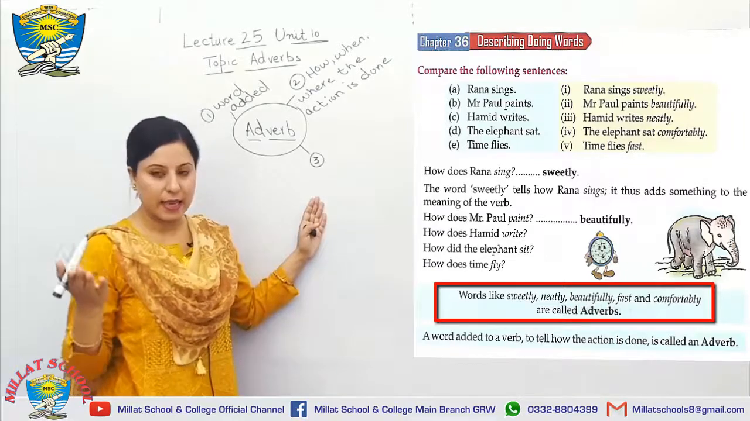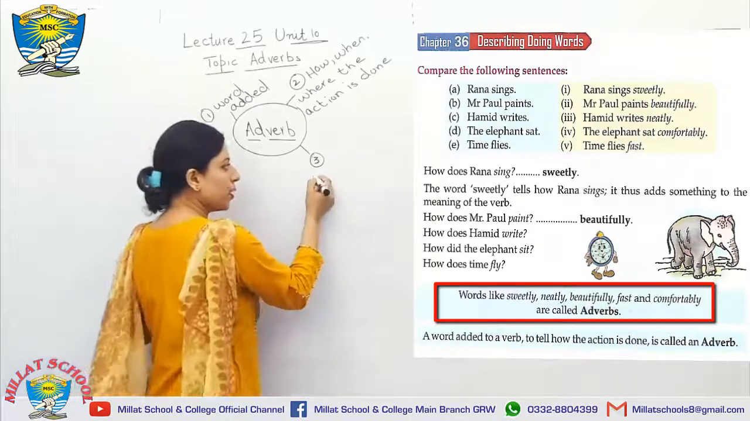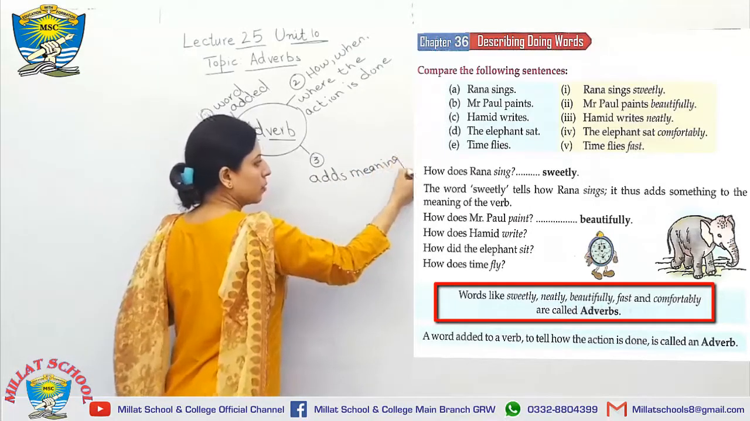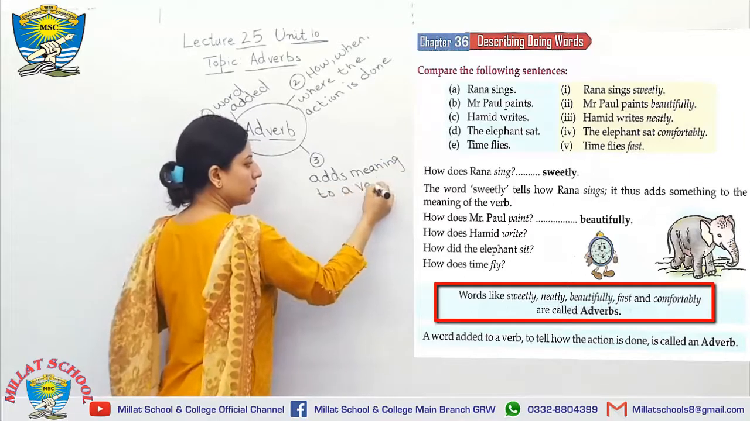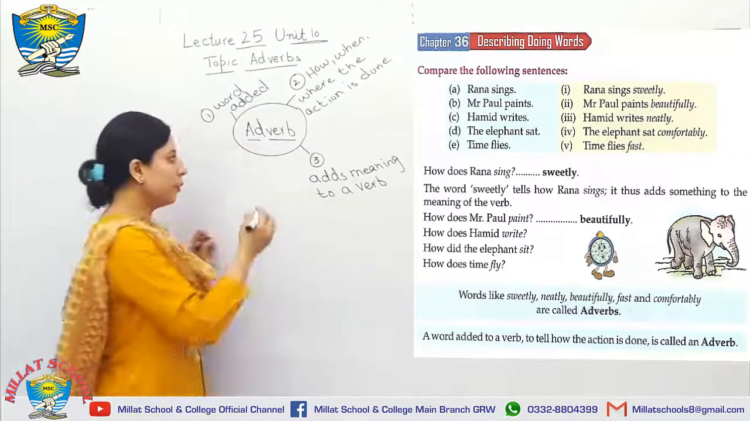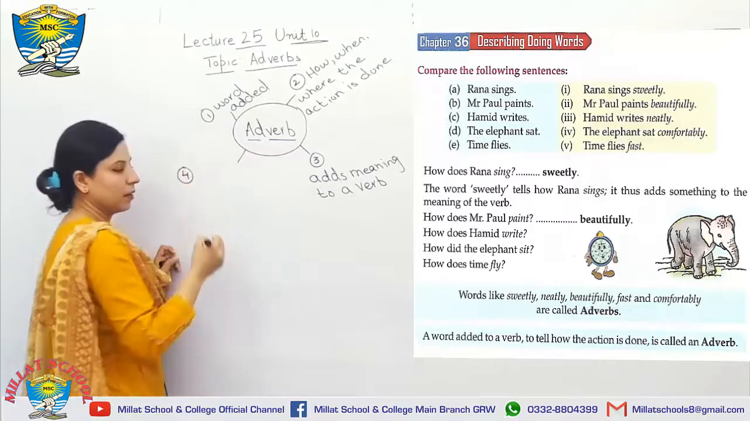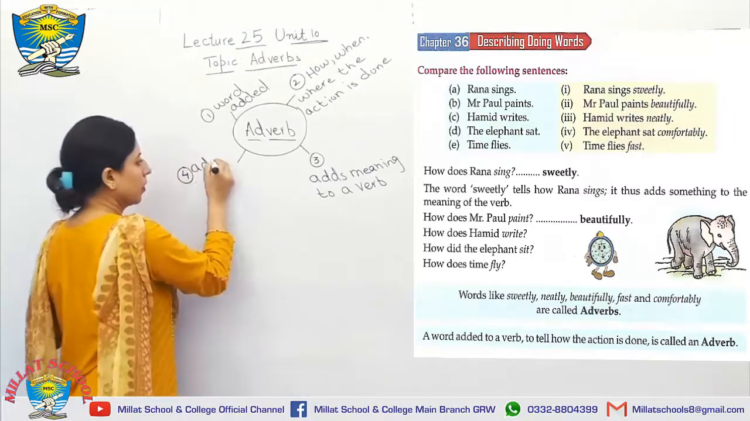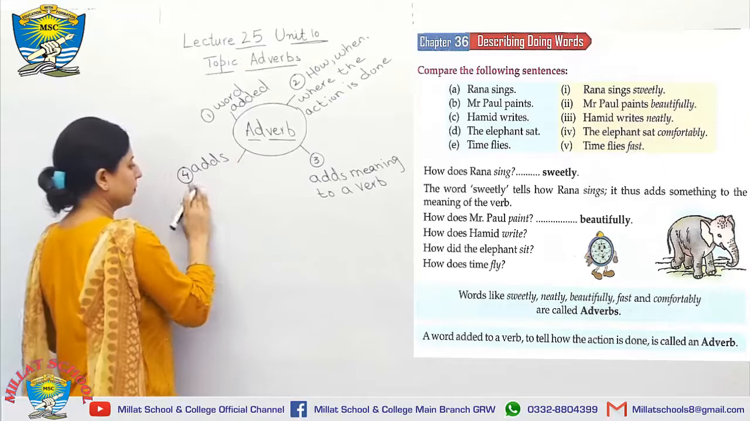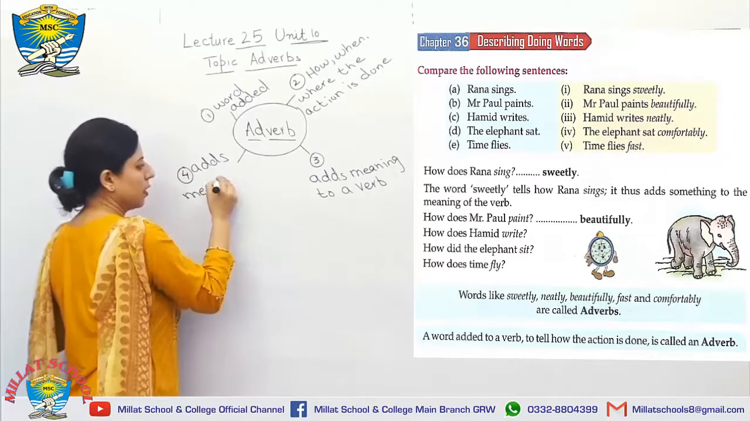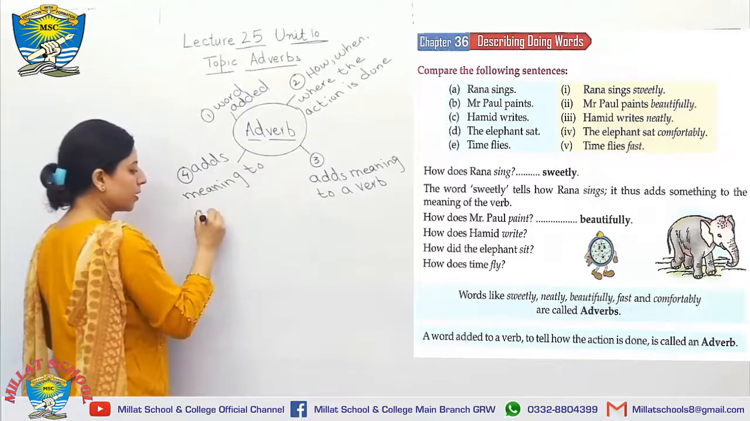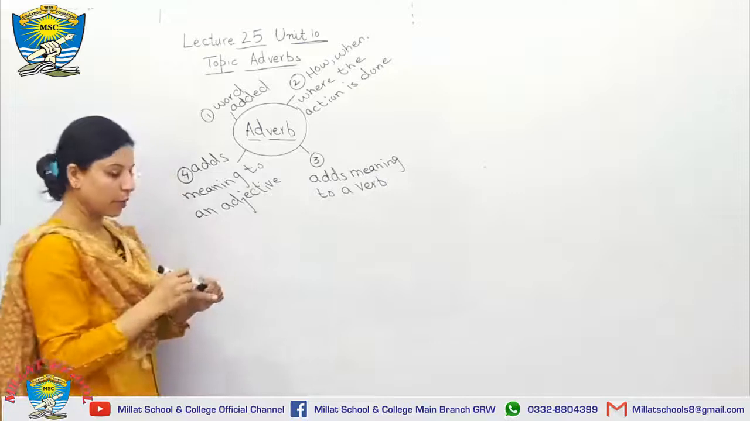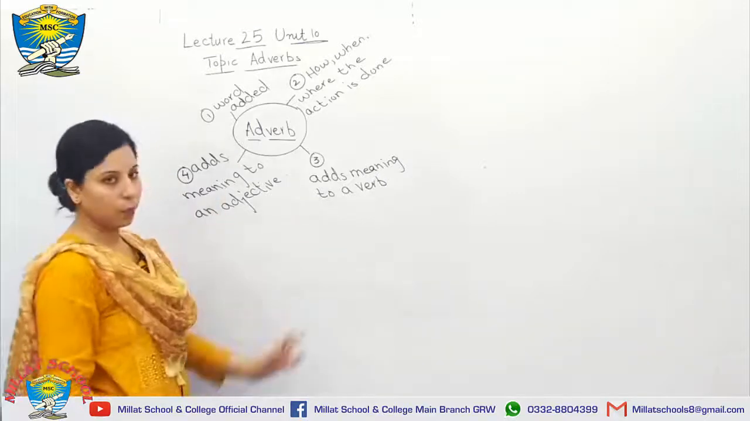This tells us that it also adds meaning to a verb. Number 4. What's the number 4? Adds meaning to an adjective. What is an adjective? We have learned before about the adjective. Let's see one by one.